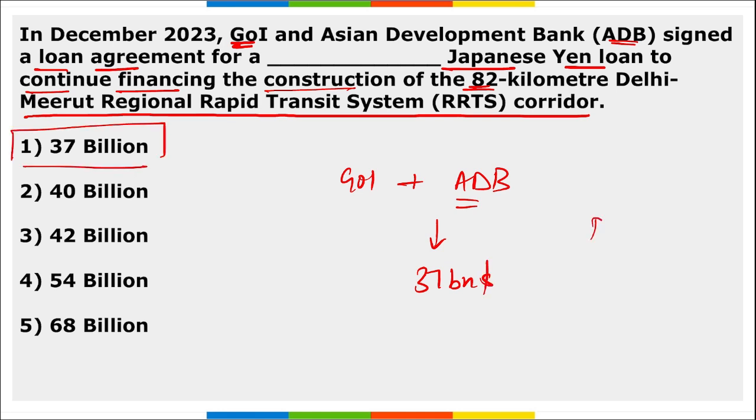Right, and it is for the Delhi Meerut RRTS corridor, that is the Regional Rapid Transit corridor, that will enhance your movement or travel connectivity between these two locations.